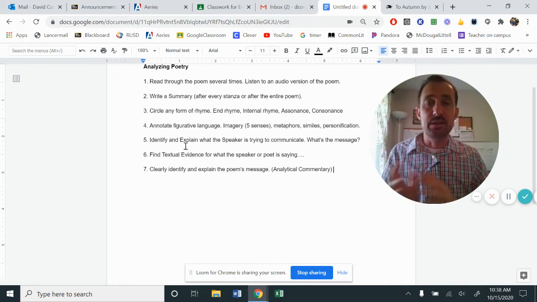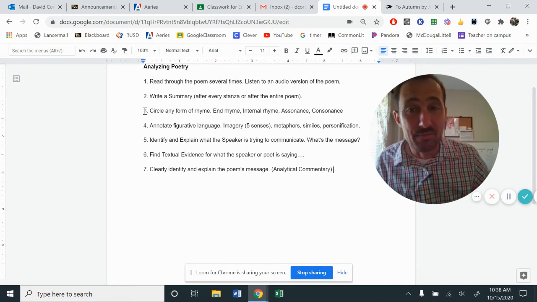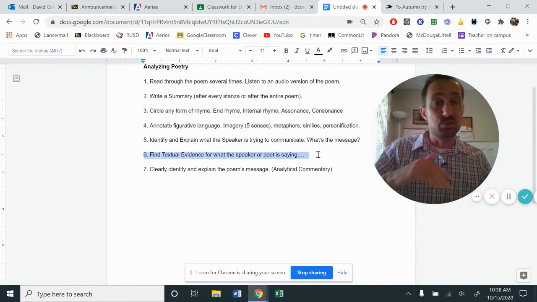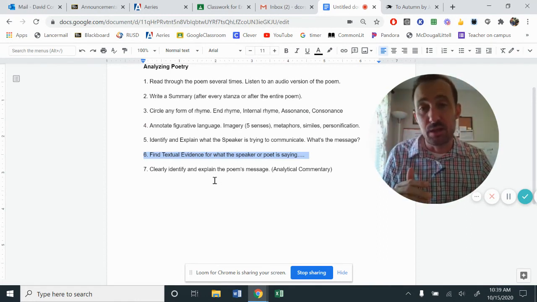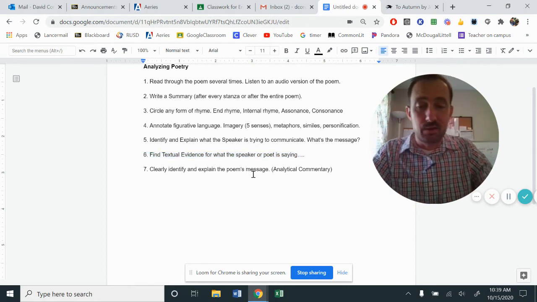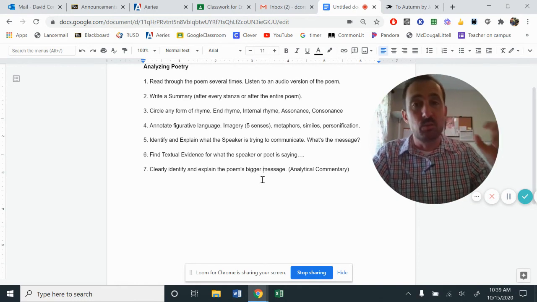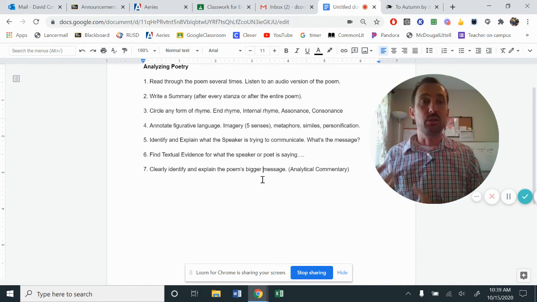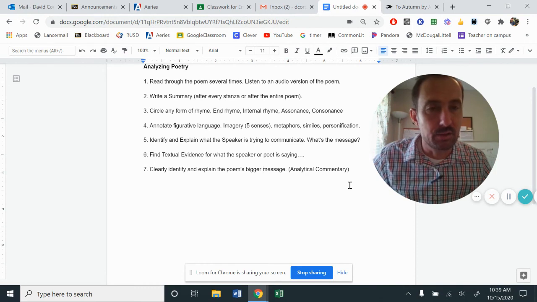Number 5 is where you identify and explain what the speaker's trying to communicate. So what's that message that you get after you found the rhyme and the figurative language? Okay. From there, you find textual evidence to support what's being said. And then you can come to, is there a bigger message, right? Let me put that in right here. I clearly identify and explain the poem's bigger message. What is the biggest takeaway? For me as a listener or reader of poetry, what am I walking away with that's going to be unique and different? Okay. And that's where you're going to begin to write your analytical commentary.